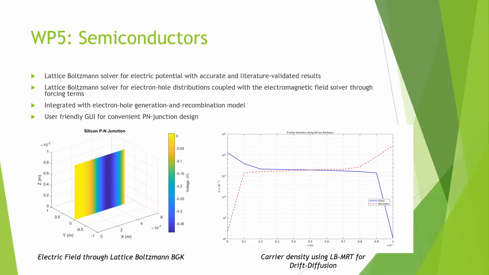We validated, of course, the solver in 3D. And then we also applied electron and hole and forcing terms and combined them together in order to solve the silicon PN junction. Here you can see on the left the electric field as it was developing when the two PN junctions try to settle before we apply any biasing. And on the right-hand side, we can see the carrier density that is being developed by the lattice Boltzmann MRT for the drift diffusion for the electrons and the holes.